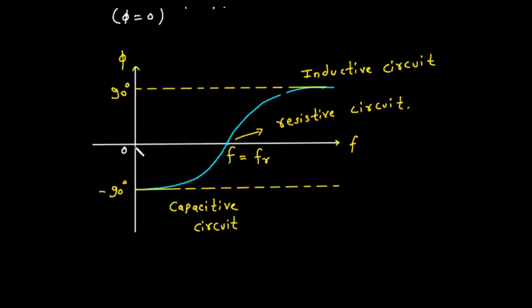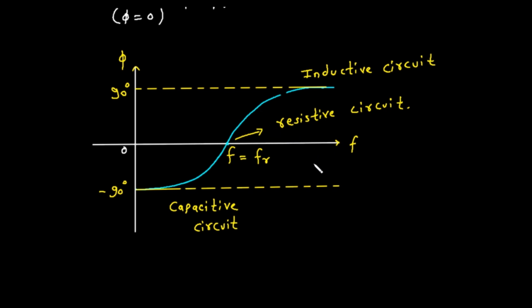Finally, let's look at the phase angle, phi, itself versus frequency. The vertical axis is phi, going from minus 90 degrees to plus 90 degrees. The horizontal axis is frequency. At very low frequencies, the circuit is strongly capacitive, so the phase angle is close to minus 90 degrees. This means the current leads the voltage. As the frequency increases and approaches the resonant frequency, fr, the phase angle rises from minus 90 towards 0. Exactly at the resonant frequency, fr, the circuit is purely resistive, and the phase angle is exactly 0. Voltage and current are in phase.